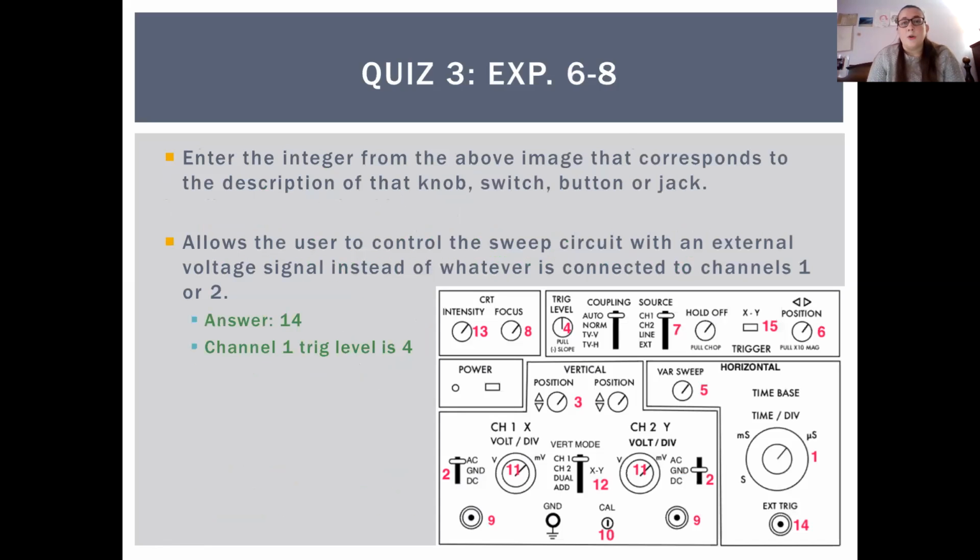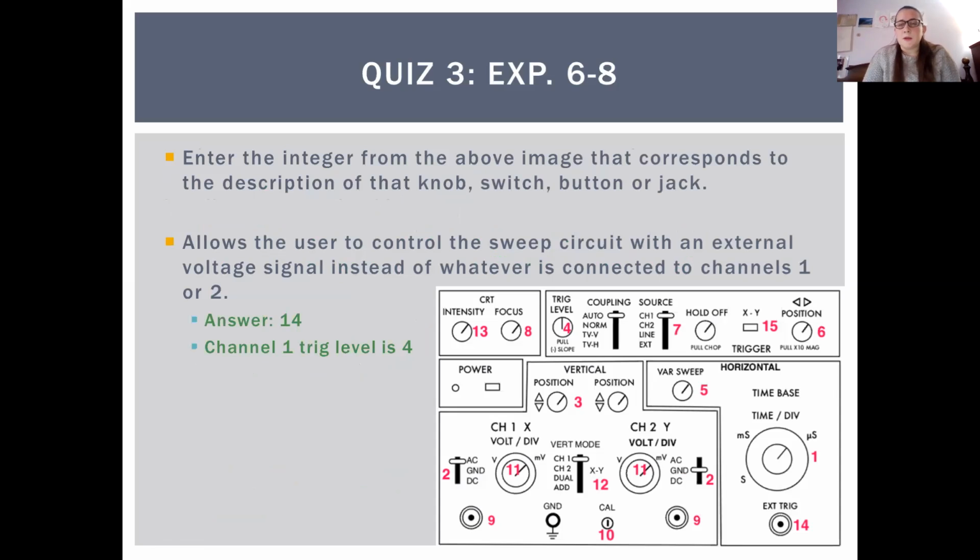Okay. Quiz 3 covered experiments 6 through 8. So that was the oscilloscope, RC circuits, and Earth's magnetic field. Just want to make sure that I'm not making that up. Yeah, RC circuit was experiment 7.